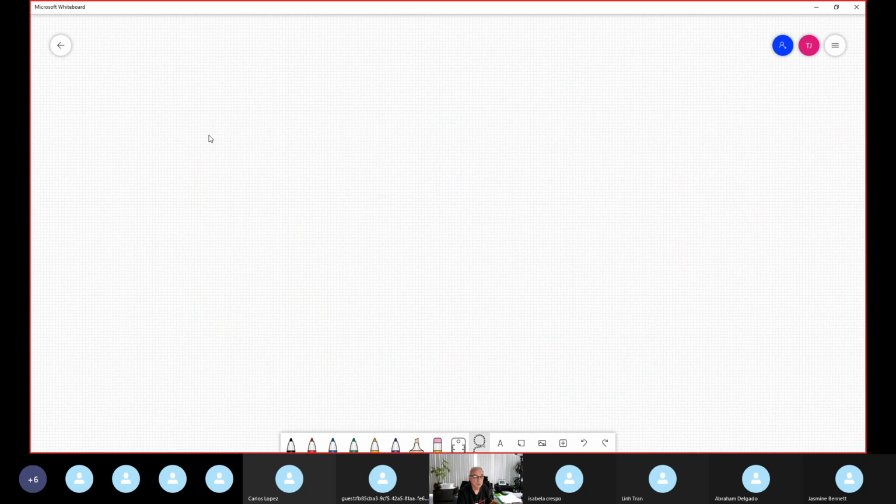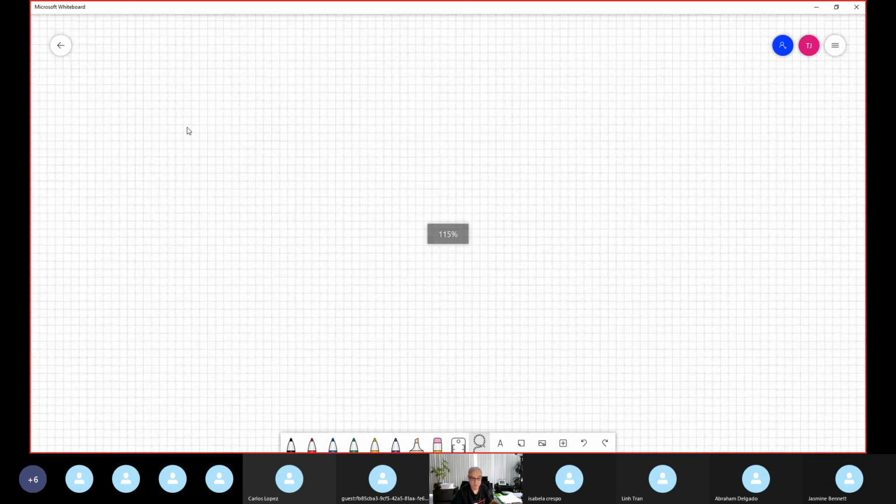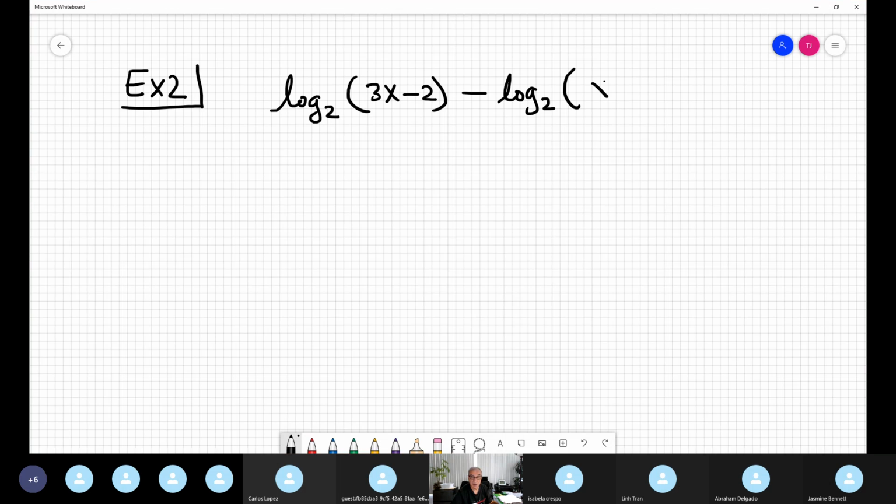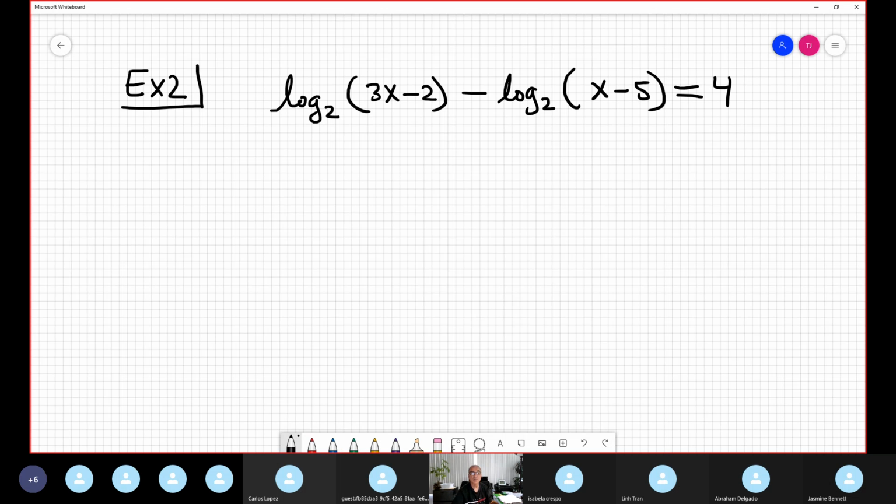Example 2 of a logarithmic equation. Suppose logarithm base 2 of 3x minus 2, minus logarithm base 2 of x minus 5, is equal to 4. This is our second example.